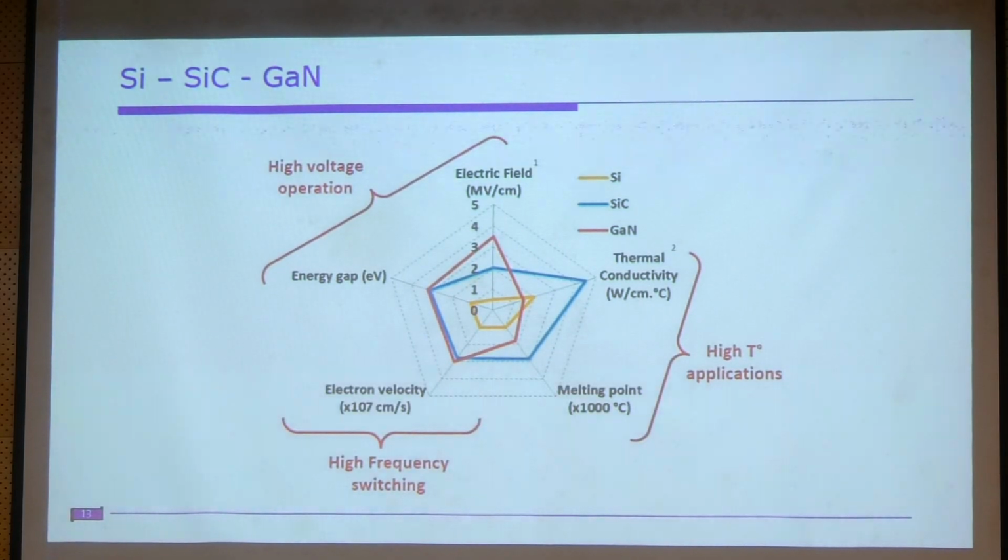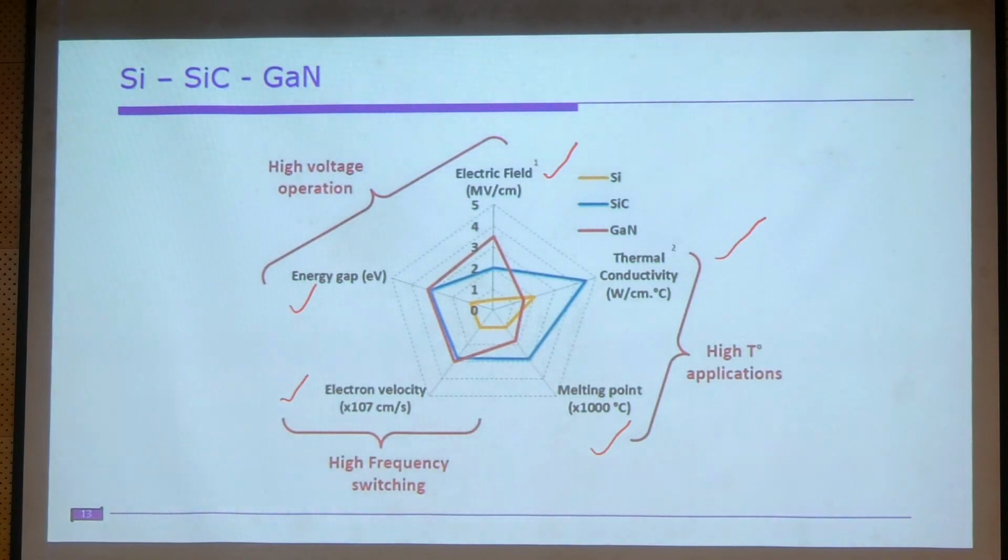So their material properties are slightly different from the silicon-based devices. If you focus on this one, this yellow one is the silicon-based one, so that is completely inside that, right? Another thing: for the device properties we discussed, there is the electric field, thermal conductivity, melting point, electron velocity, and the energy gap. So which device will affect what kind of performance?